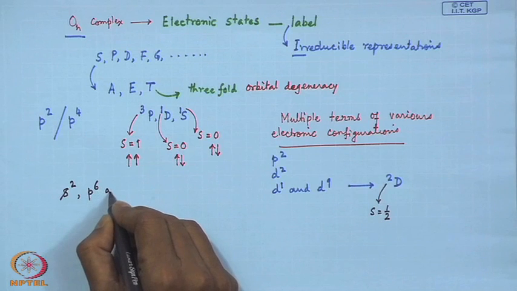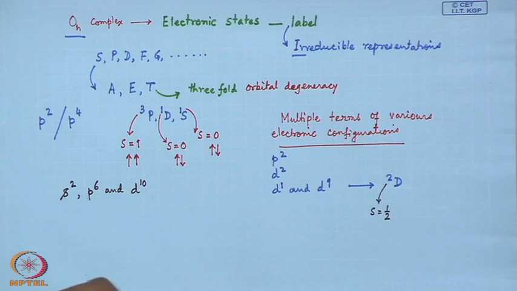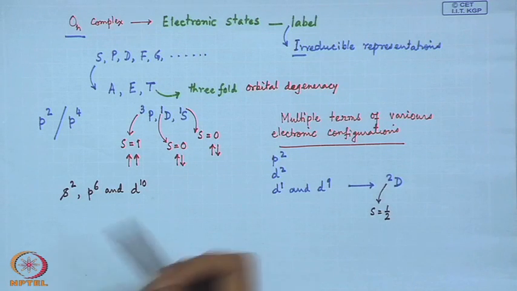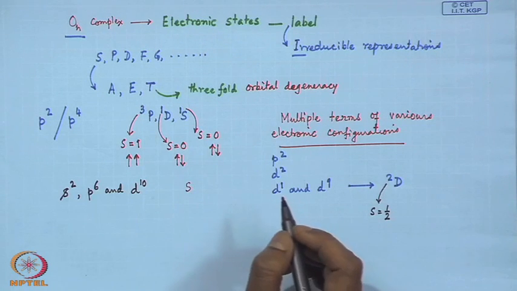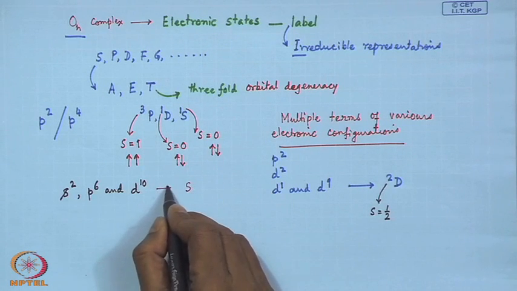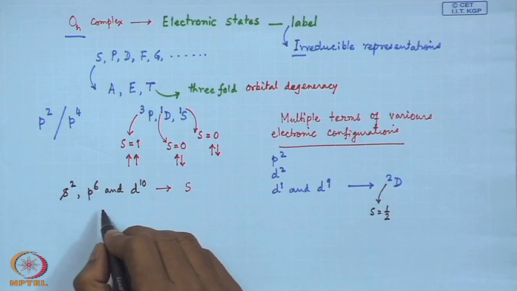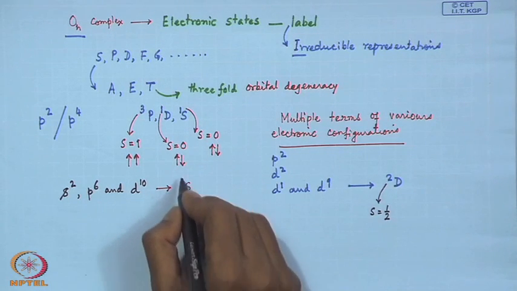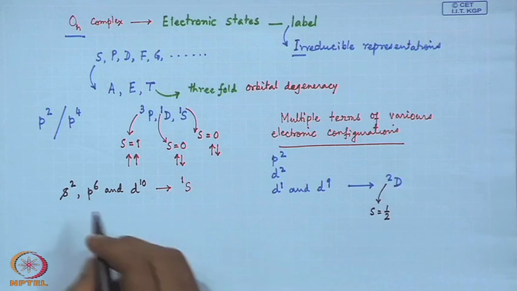and d10. When all the orbitals are filled, we have a state where no other combination is permissible. So, we definitely have a singlet state. So, this clearly tells us that this will give rise to a singlet state, and since all are filled, capital S is equal to 0, so it is a 1S state.